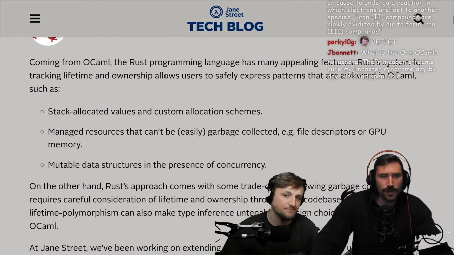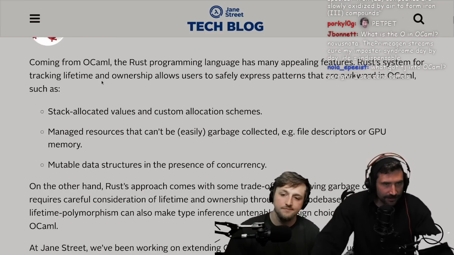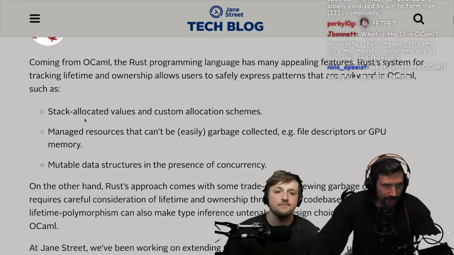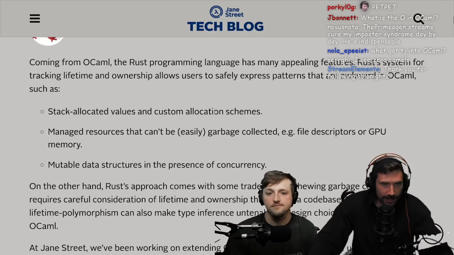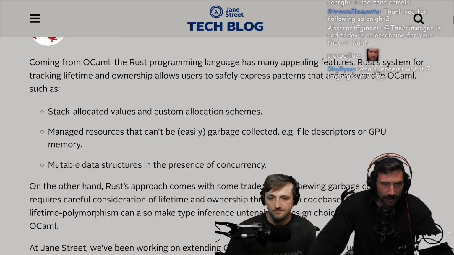Coming from OCaml, the Rust programming language has many appealing features. Rust's system for tracking lifetimes and ownership allows users to safely express patterns that are awkward in OCaml, such as stack-allocated values, custom allocation schemes, managed resources that can't be easily garbage collected, i.e. file descriptors or GPU memory, and mutable data structures in the presence of concurrency.